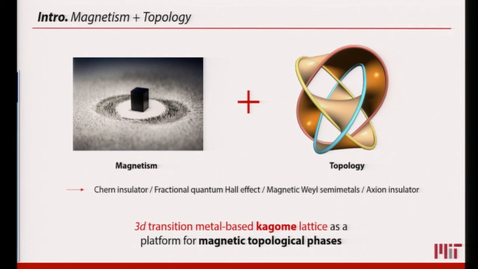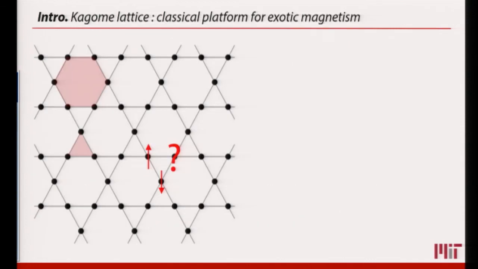Now, what is the ultimate goal? Well, that is to find practical realizations of all of these topological phases of matter, such as Chern insulators, fractional quantum Hall effect, magnetic Weyl, semi-metallic physics, and axion insulators. And in the explorations of the past, I want to say 2.5 years, we've really convinced ourselves that this family of 3D transition metal-based Kagome compounds is really an excellent platform to discover these new phenomena.